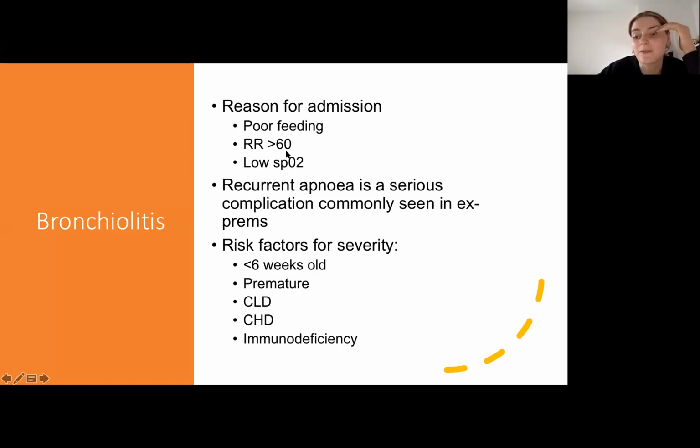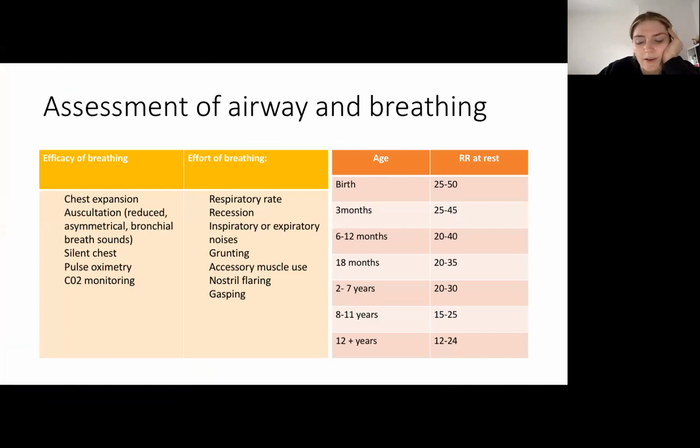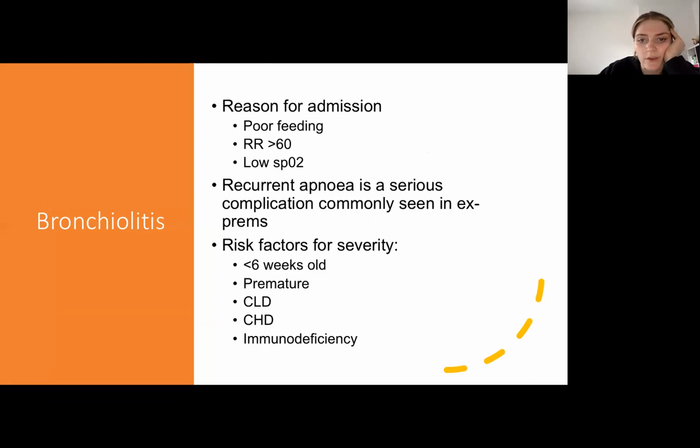So reasons for admission are poor feeding, respiratory rate over 60. Obviously, that's quite difficult because children vary, but as a baby, their respiratory rate is meant to be around 40. I could be wrong on that. I'll double check. I don't want to give you false information. Oh yeah, 25 to 50, going down to about 20 to 40 in this age group. So if it's over 60, that's quite concerning. And then low SATs.